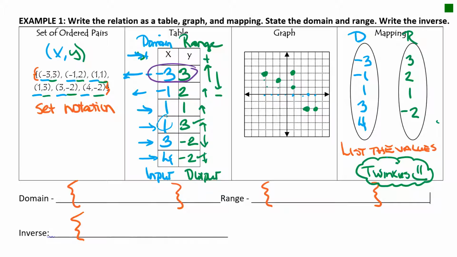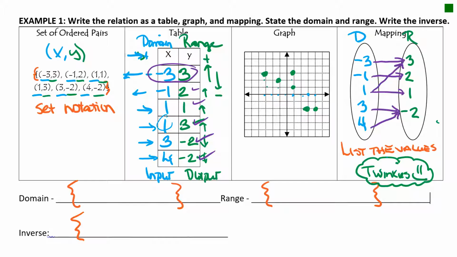So what this tells me is when I input -3, I get an output of 3. So -3 maps to or gives me 3. -1 maps to 2. 1 maps to 1, so that's this one. Oh, look, 1 also maps up here to 3. I do have to map it both times. I just don't write the 1 twice. 3 maps to -2, and then 4 also maps to -2.